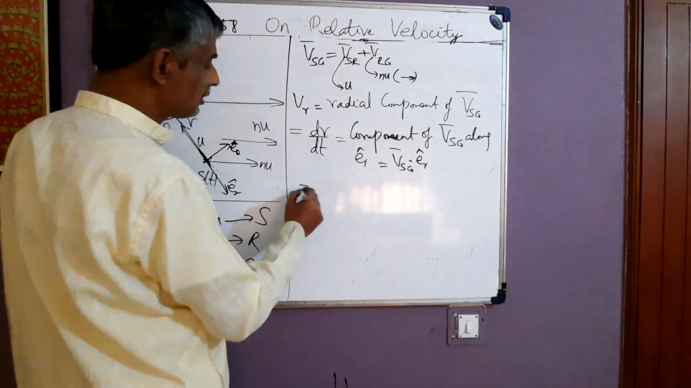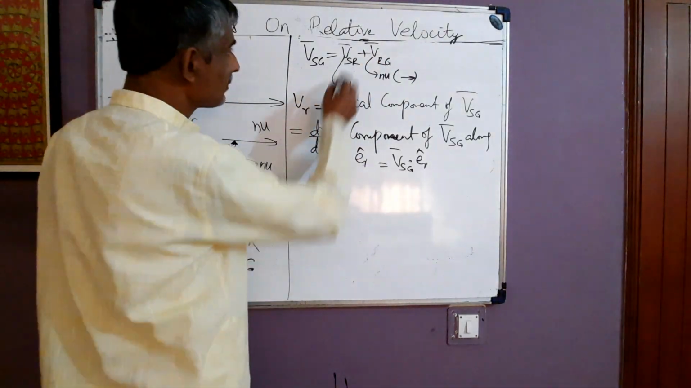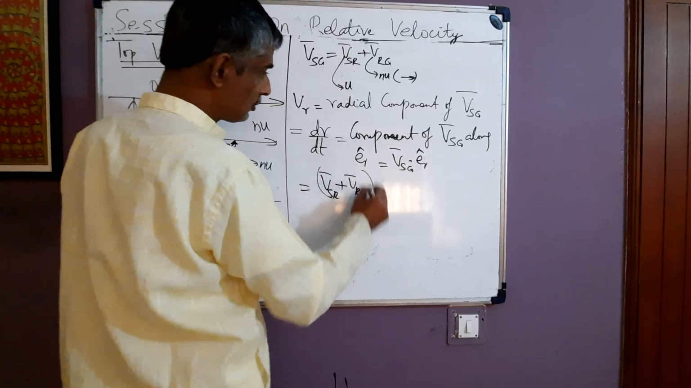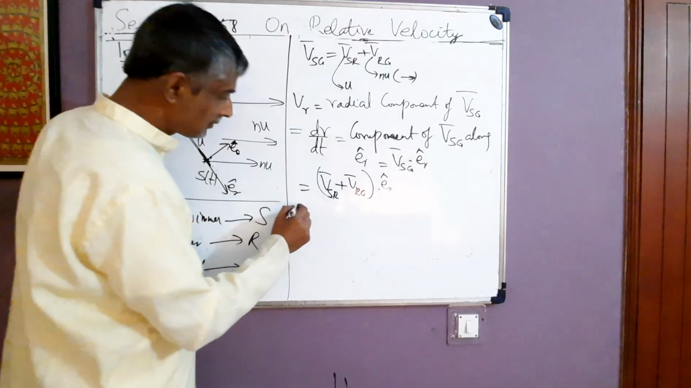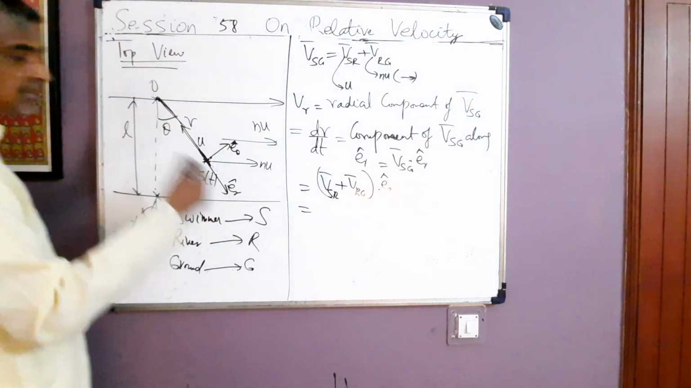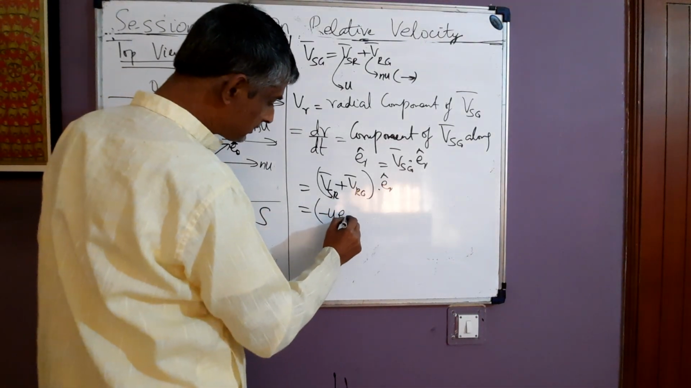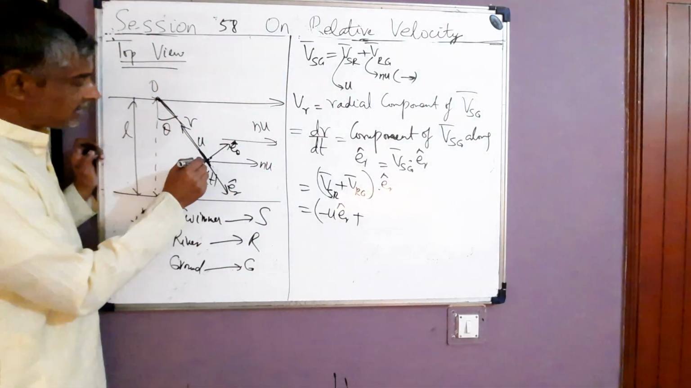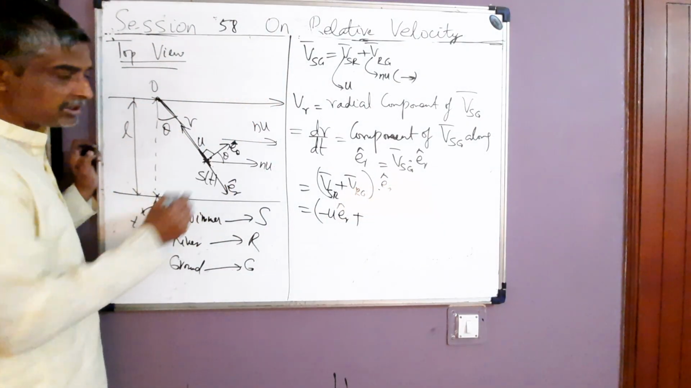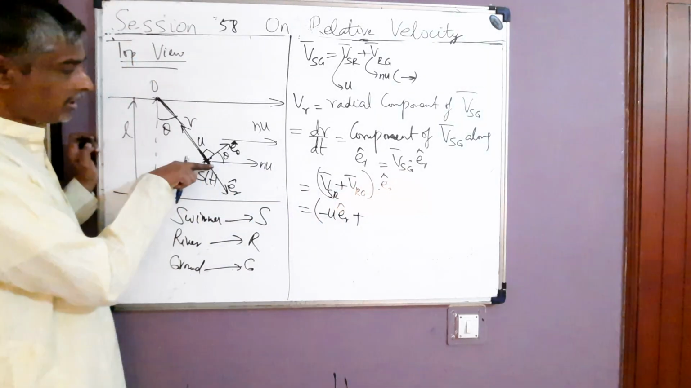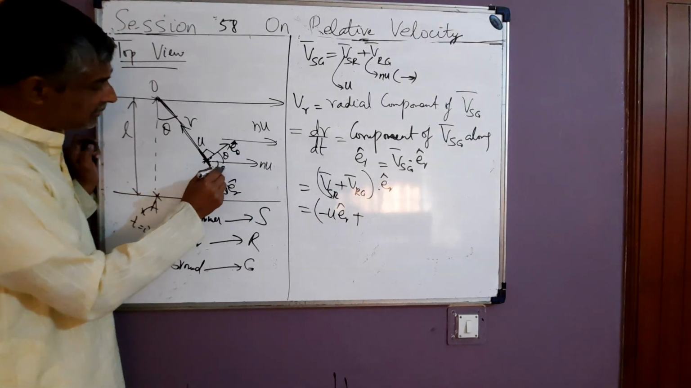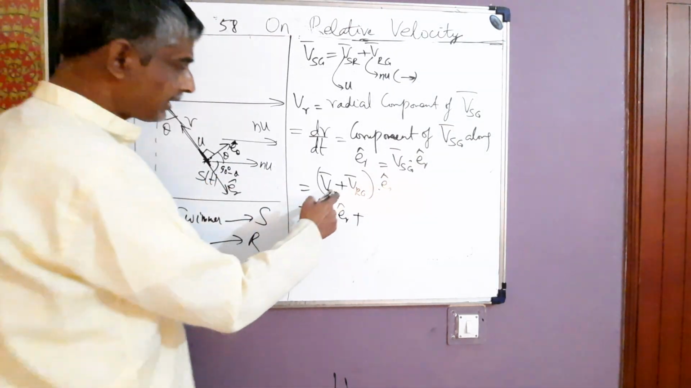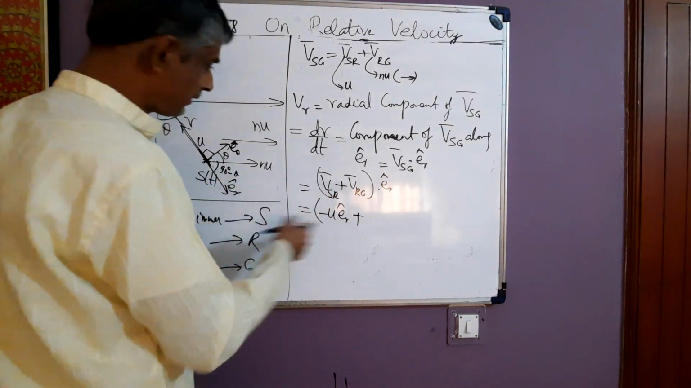Now VSG is VSR plus VRG, dotted with e_r hat. VSR is u times minus e_r hat, minus u e_r hat. And what is VRG? VRG is this way. This is theta, this is a right angle, so by geometry this will also be theta. So VRG will be written as nu times, this is 90 degrees minus theta.